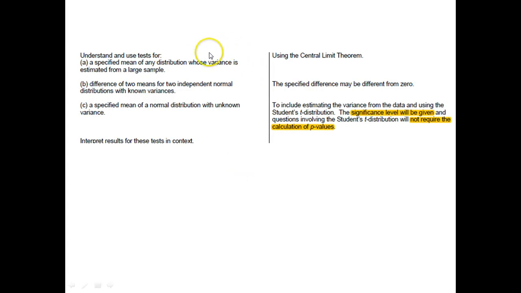In this video we need to understand and use tests for a specified mean of any distribution whose variance is estimated from a large sample by using the central limit theorem, the difference of two means from independent normal distributions with known variance, and a specified mean of a normal distribution with unknown variance.